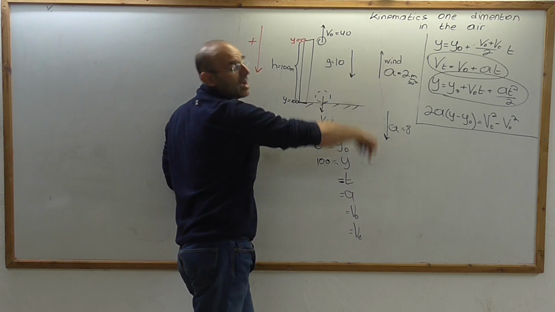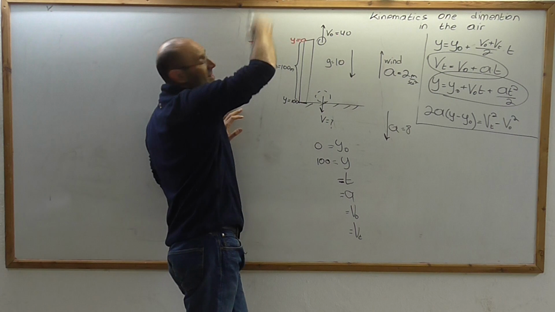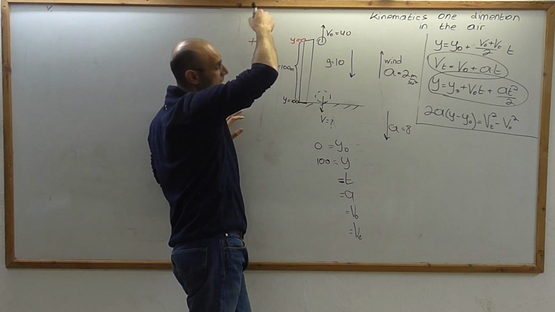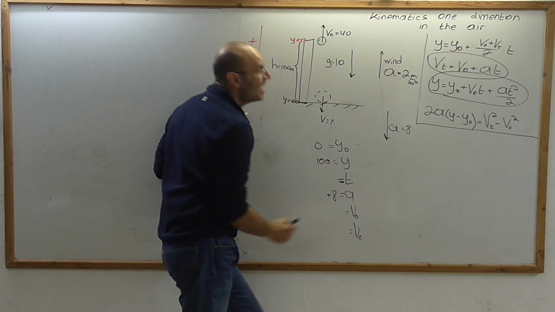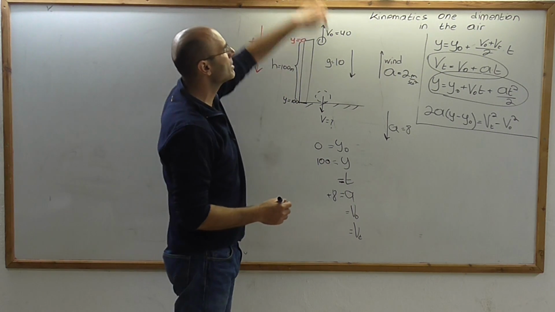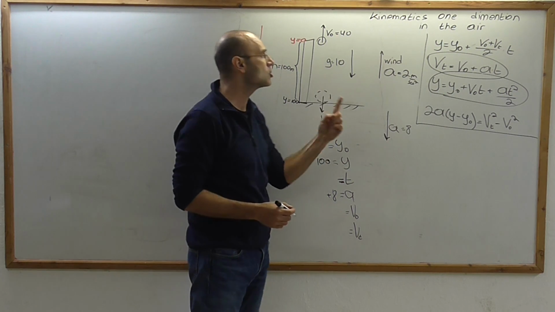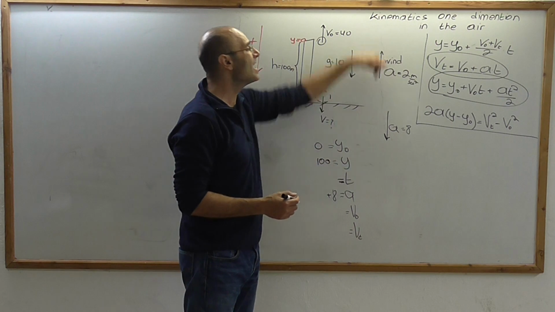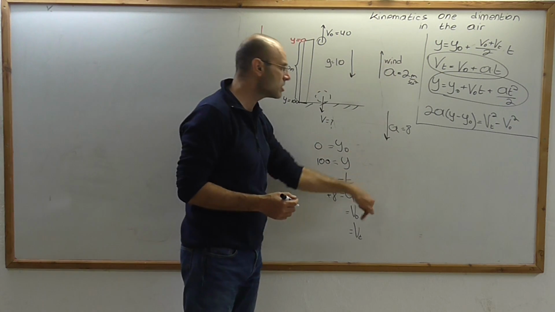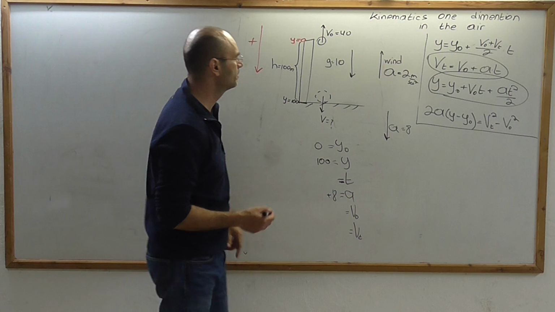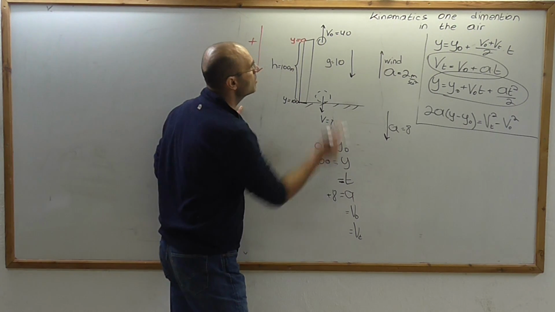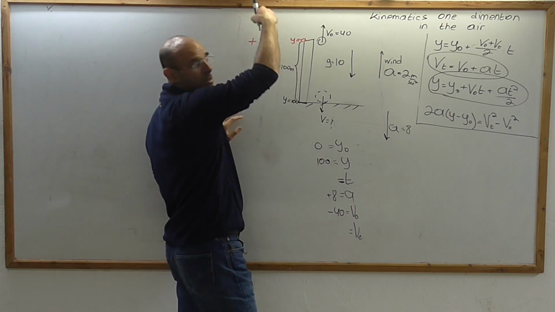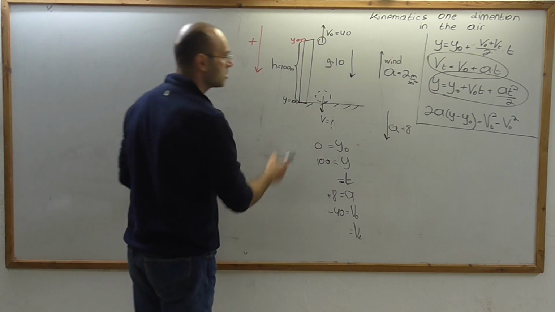A is 8 down, but down is the positive direction, so ax will be +8. And again, I know that the ball goes up or down, but the acceleration doesn't change. Even though the velocity changes from this direction to that direction, a is always 8 downwards, so it will always be plus 8. V0 is 40 in this direction, but it will be minus 40 for us because this is the positive direction.